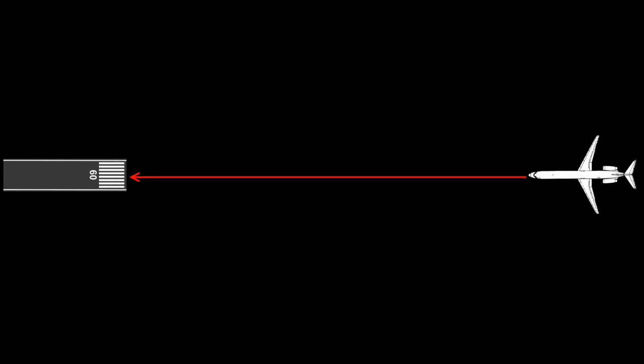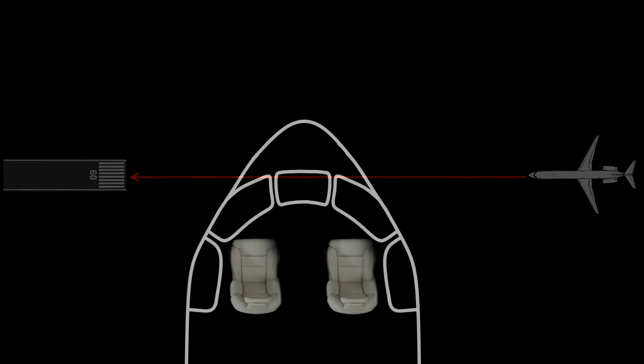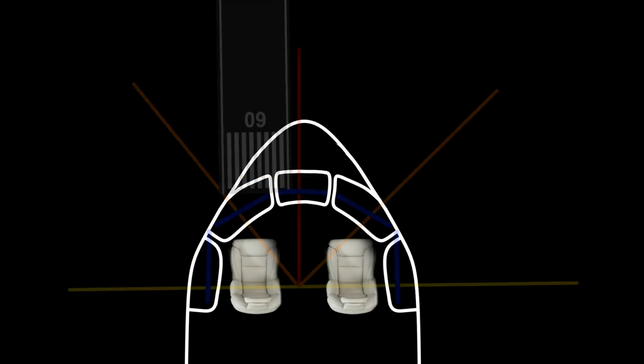When we are turning around and going on final to make our approach on the runway, we would like to have the runway straight ahead in front of us in the same direction as we're flying. Let's try to have a look at the cockpit.